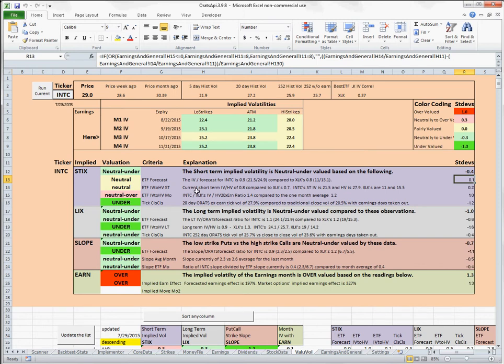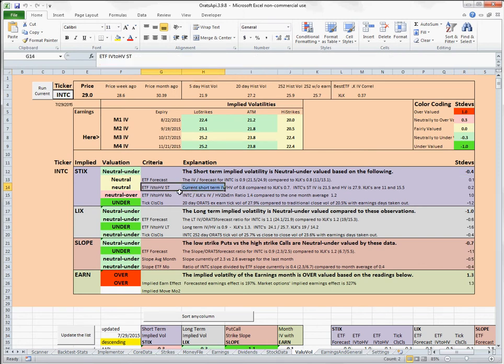But then we'll compare that ratio to where that ratio has been historically. Now that ratio historically is usually above 1. It's been 1.2, and so it's actually that ratio of 1.4 is actually showing that it is slightly undervalued. So that's where that reading comes from.